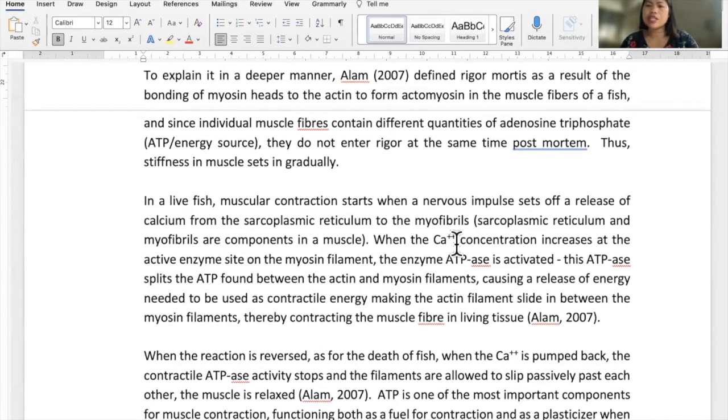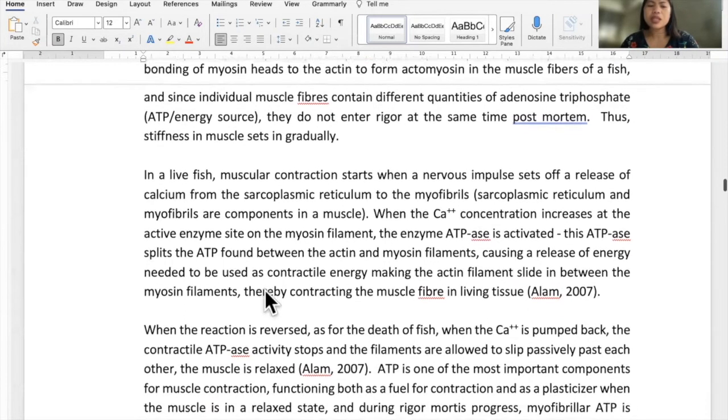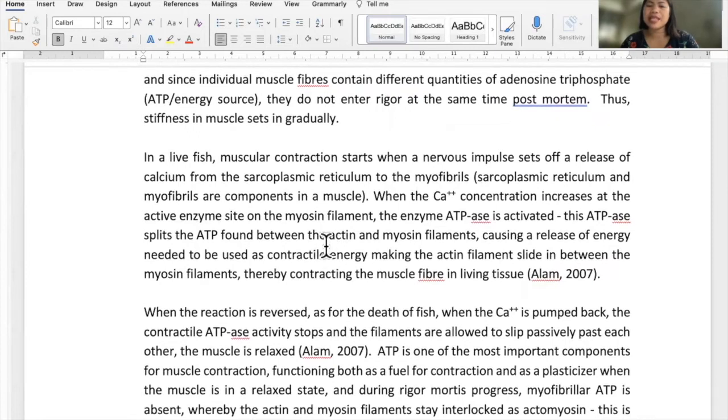And then when calcium concentration increases, the enzyme ATPase is activated, and that will now lead to the sliding of actin and myosin filaments. This causes a release of energy to be used as contractile energy, making the actin filament slide in between the myosin filaments. So later I will show you a very short video, around 17 seconds, on how actin and myosin slide.